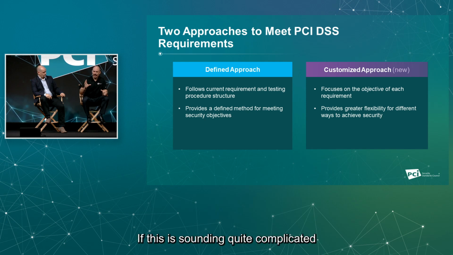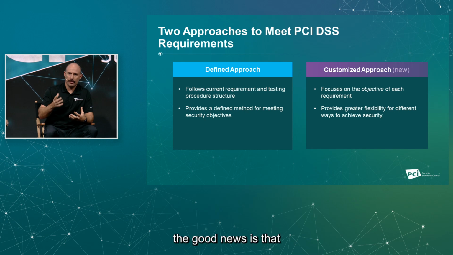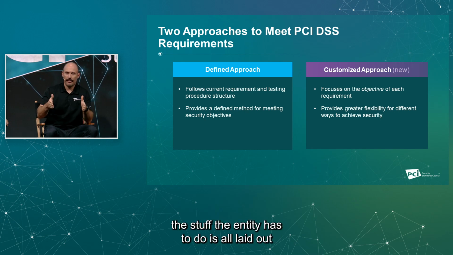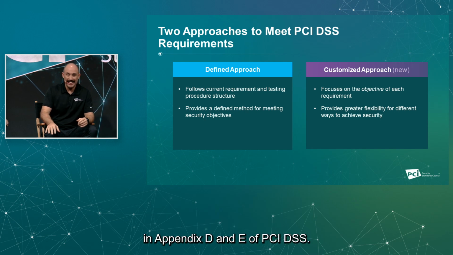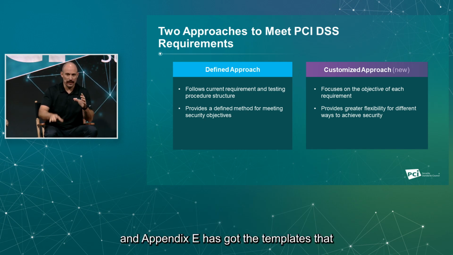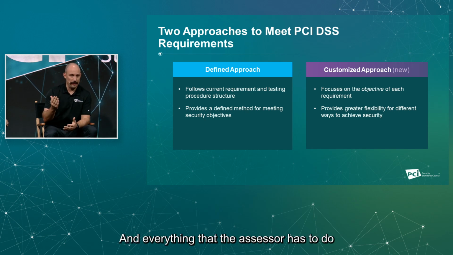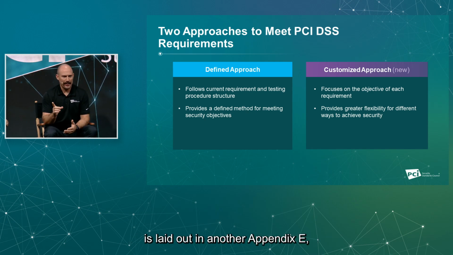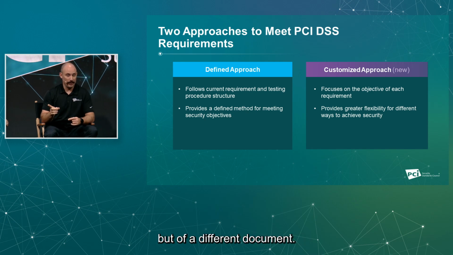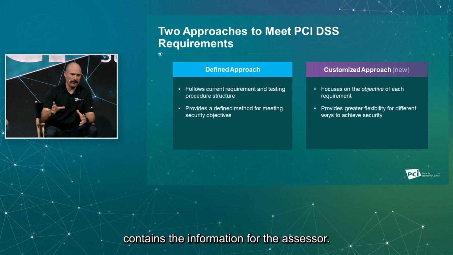If this is sounding quite complicated, the good news is that the stuff the entity has to do is all laid out in Appendix D and E of PCI DSS. So Appendix D talks about the customized approach, and Appendix E has got the templates that Marc was talking about. And everything that the assessor has to do is laid out in another Appendix E, but of a different document. So Appendix E of the Reports on Compliance template contains the information for the assessor.